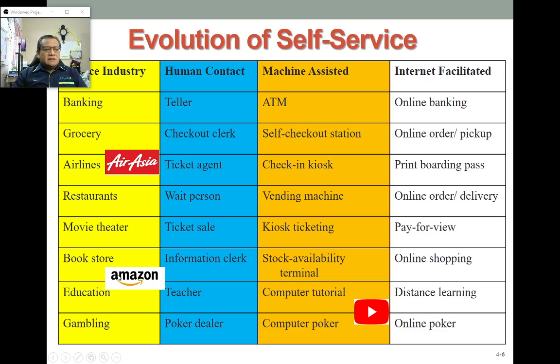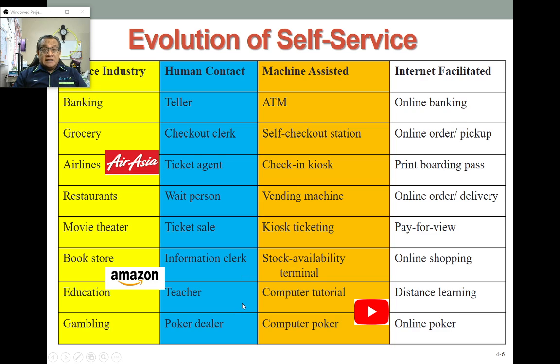Okay, let's take a look at the bookstore. If you wanted to buy books in the olden days, you had to deal with the bookstore employee, and you would be able to check the availability of the books from the terminal at the bookstore. And nowadays, if you want to buy a book, you just go to Amazon, which is an internet-facilitated platform for shopping online. So these have shown the evolution of self-service in the bookstore too.